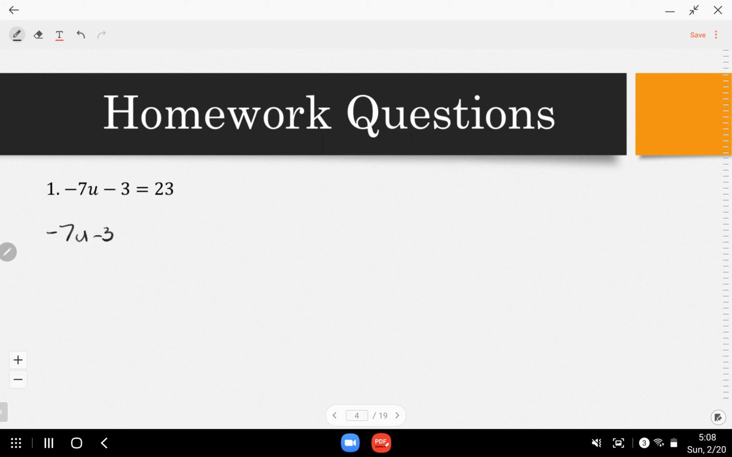So we want the variable to be by itself. We want our form to be u is equal to a, where a is a numeral. If we want to cancel this 3 out and move it to the other side, then what we need to do to cancel this negative 3 out is to plus 3, because with inverse operations, the negative and the add sign cancel out. But of course, since these two are equal to each other, actually, it's not good. I'm going to have to use blue.